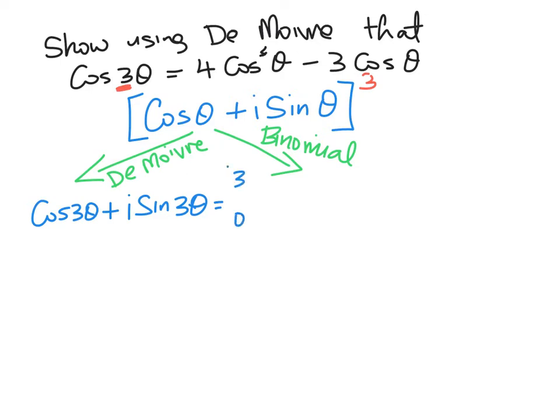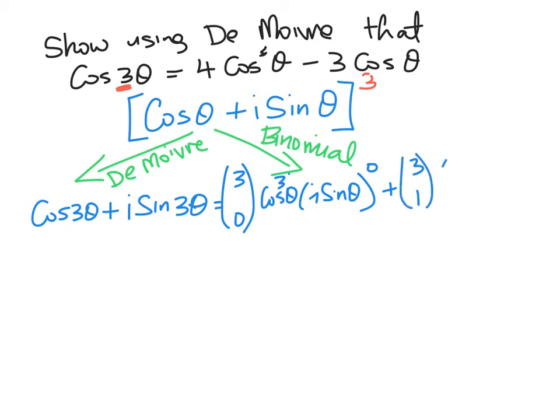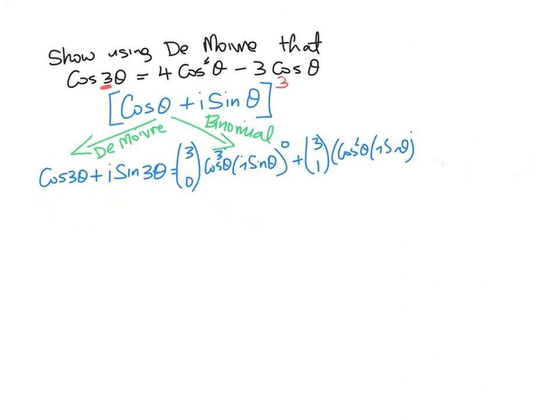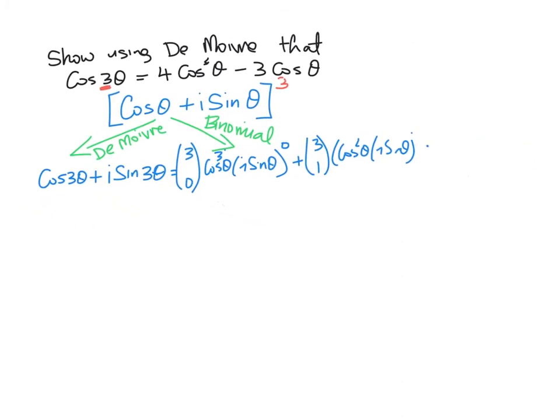So it's 3C0, the first one by the second one, and this is to the power of 0 and this is to the power of 3, plus 3C1 again, and this will be cos squared theta, and this is i sine theta to the power of 1 this time. Now this is going to take a little bit of space, so let me just continue with that.